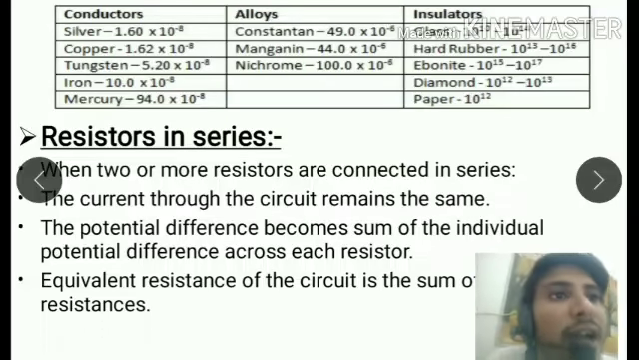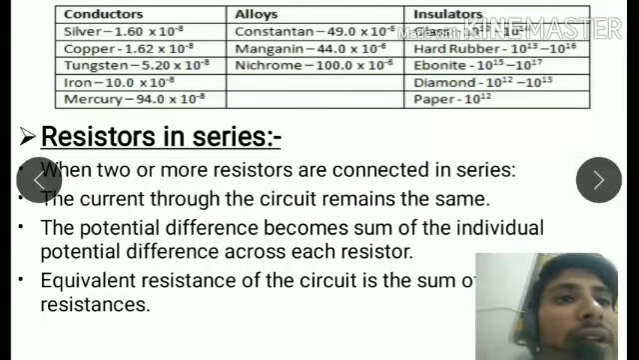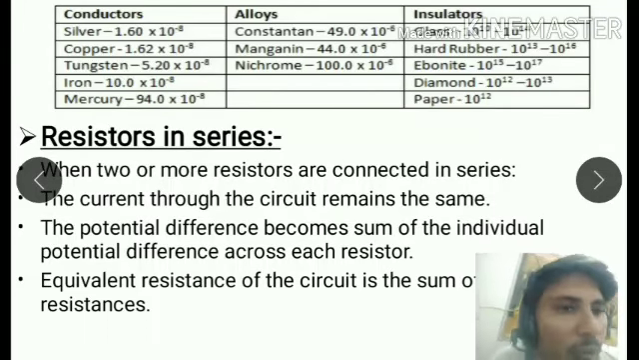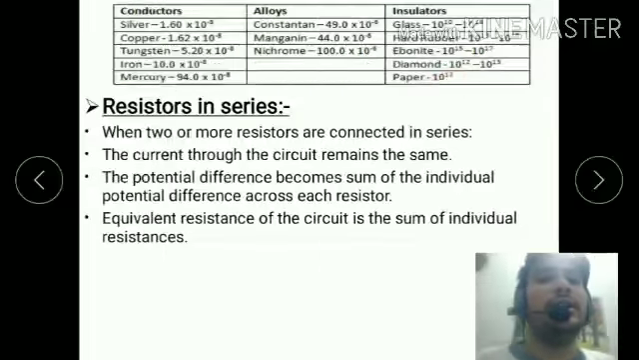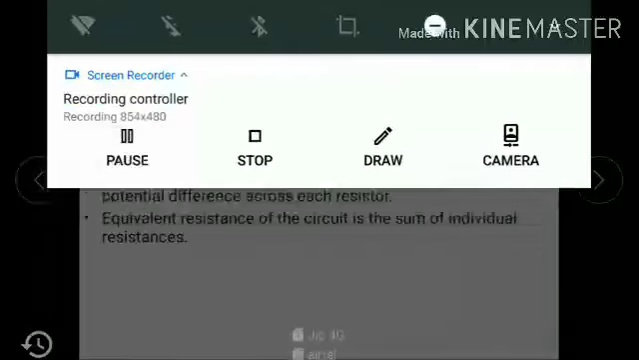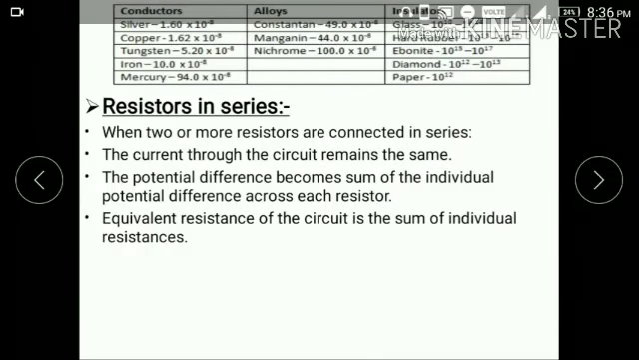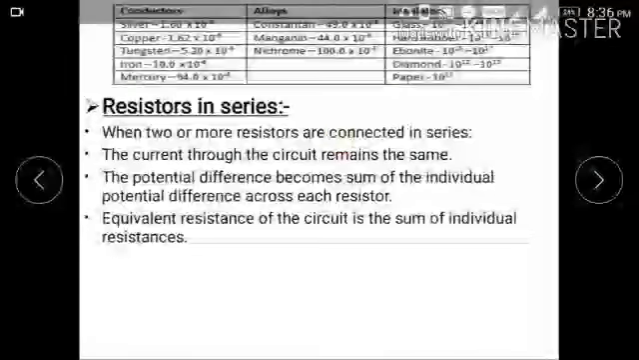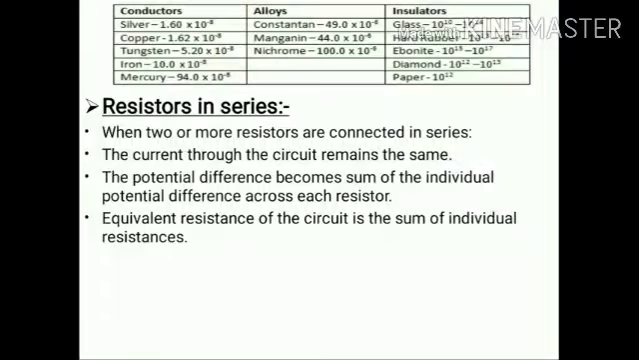And insulators are glass, hard rubber, ebonite, diamonds, and paper. Okay, now we have finished Ohm's law. Now we have to see resistance in the series combination. What is the meaning of series combination? Series combination means all the resistances are connected in series. When two or more resistances are connected in series, it is called a series combination.